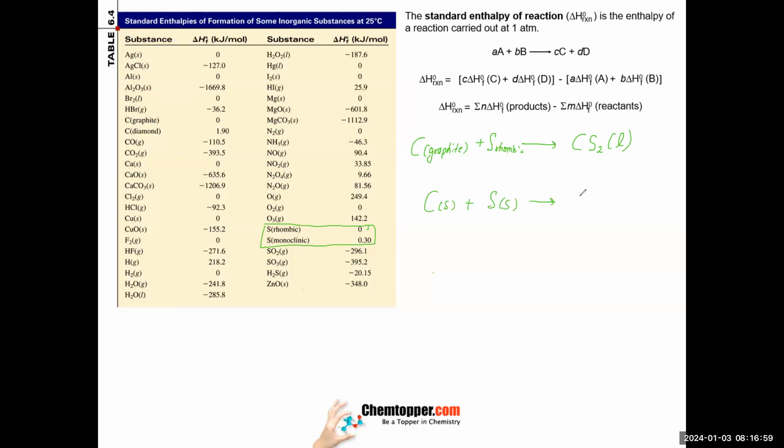Balance the equation, children. For 1 mole, sulfur is 2. Can you calculate delta H naught for this formation, for this reaction? Products, delta H reaction, I'm calculating reaction. Delta H naught formation of CS2 minus delta H naught formation of C solid plus 2 times delta H naught formation of sulfur. Any confusion in this equation?